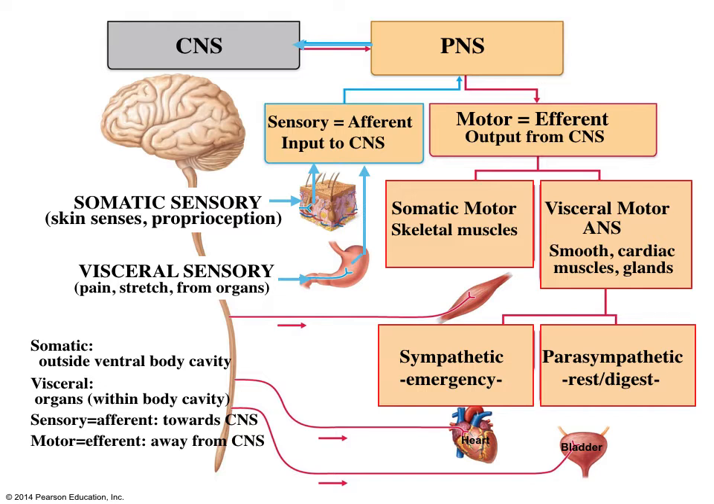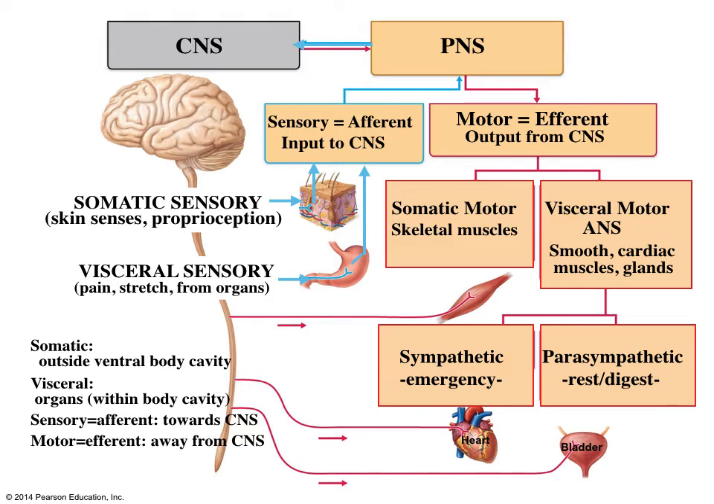First, please visually locate the blue arrows. And here we have somatic sensory. Somatic sensory. So sensory means going towards the CNS. Soma, body, means these are sensations from the skin, senses, and proprioception, which has to do with the sense of self and basically has to do with stretch reflexes and skeletal muscles, which we will cover next chapter, I believe.